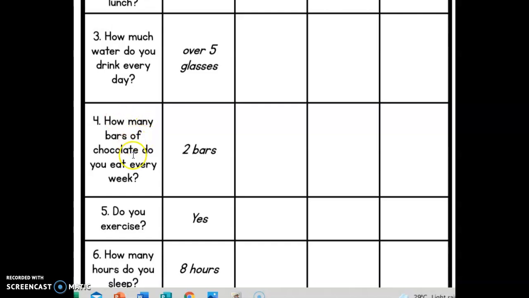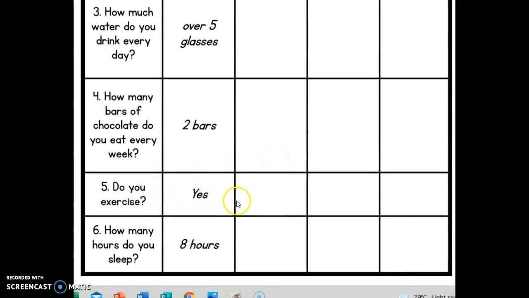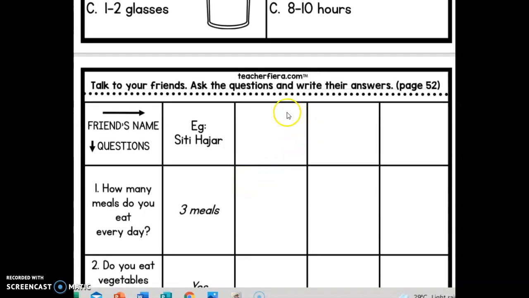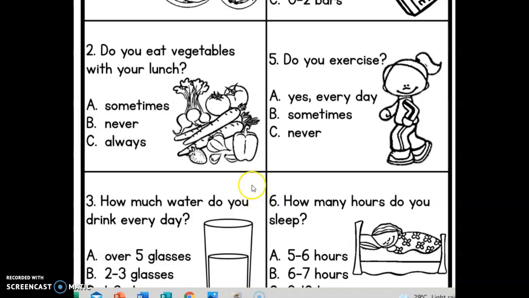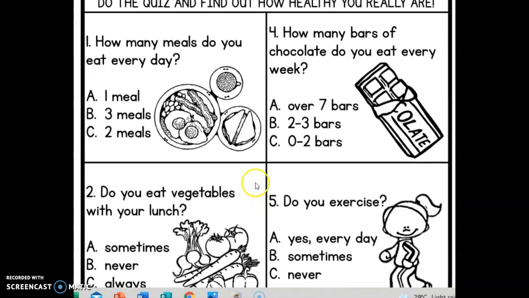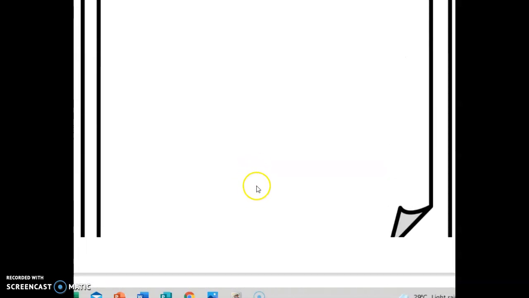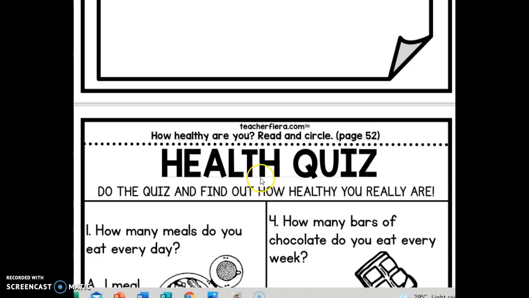How many bars of chocolate do you eat every week? How many bars of chocolate? Berapa bars? 3 bars. Do you exercise? Yes, no. How many hours do you sleep? 8 hours ke 7 hours ke? Okay, you can ask your friends. And kerja ni Miss Hana tak suruh awak siapkan hari ni juga. Cumanya you have to do these exercises today and tomorrow because you have got no English class for tomorrow, right? So you can do these exercises before our next lesson.